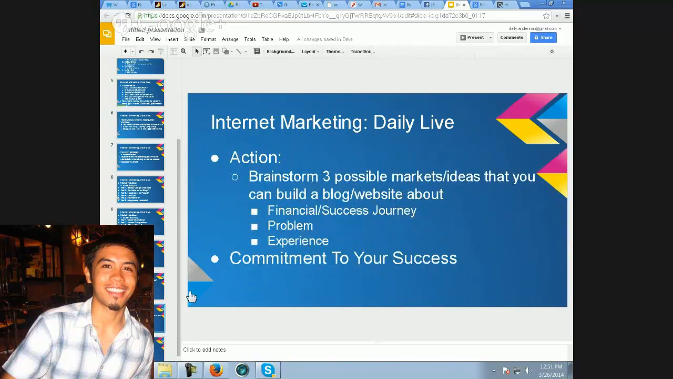Now, action plan. As we round out and close out today's session, brainstorm 3 possible markets or ideas that you can build a blog or website about. If you have a company, product, or service that you're already in, you may be an employee of it, right? That's a great place to start. Maybe you need to find a new topic, a new market to talk about, right? Think about those. Get some life experiences, okay, and document your journey, right?